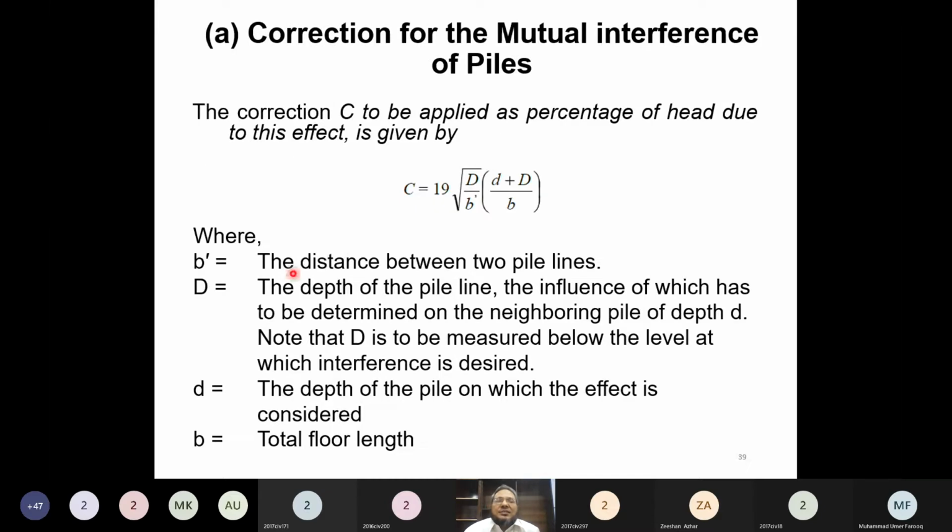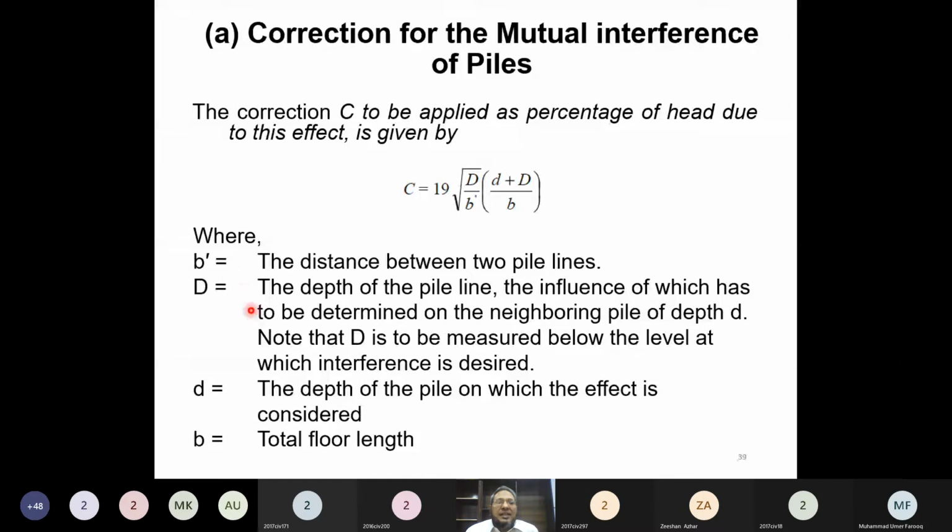Let us discuss the first correction. Correction for the mutual interference of piles. This is the equation to compute correction. So C is 19 root of capital D over B dash, times (D plus d) over B. And we know the B dash. What is the B dash? The distance between two pile lines. If there is one pile here and another pile here, the distance between them is B dash. And what is B? B is the total floor length.